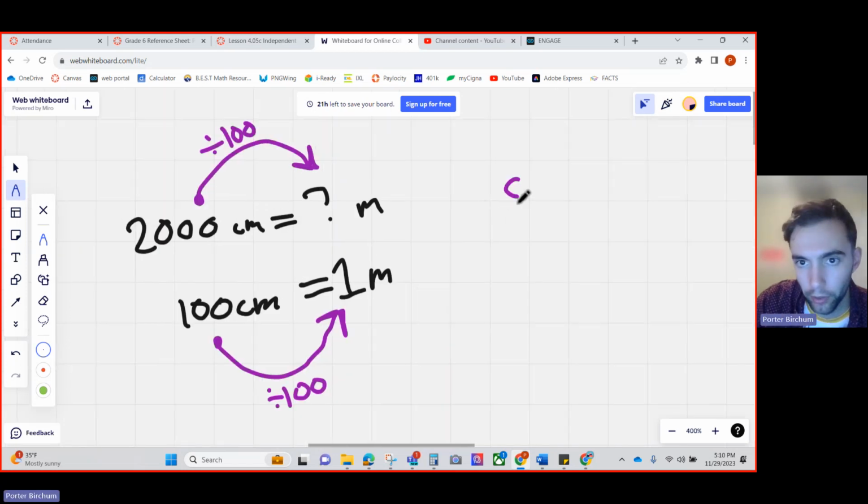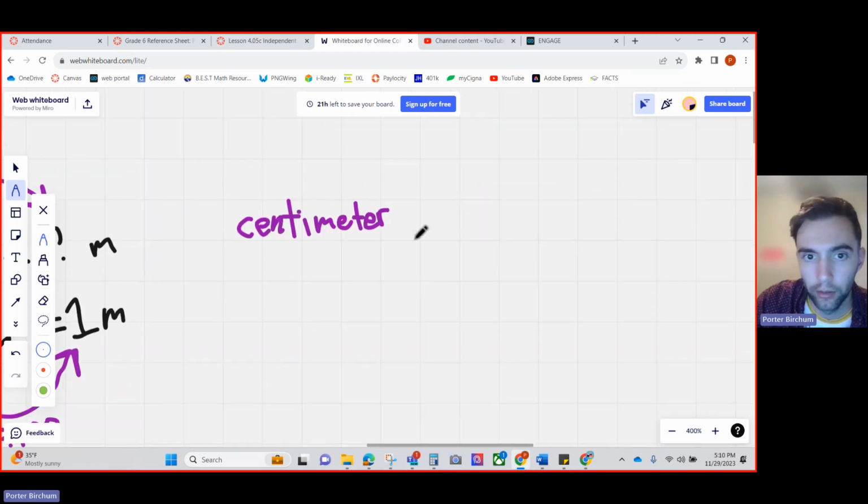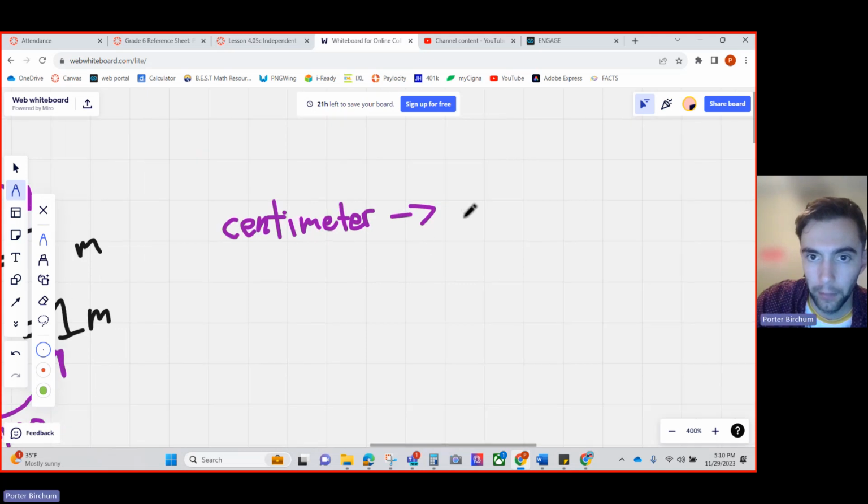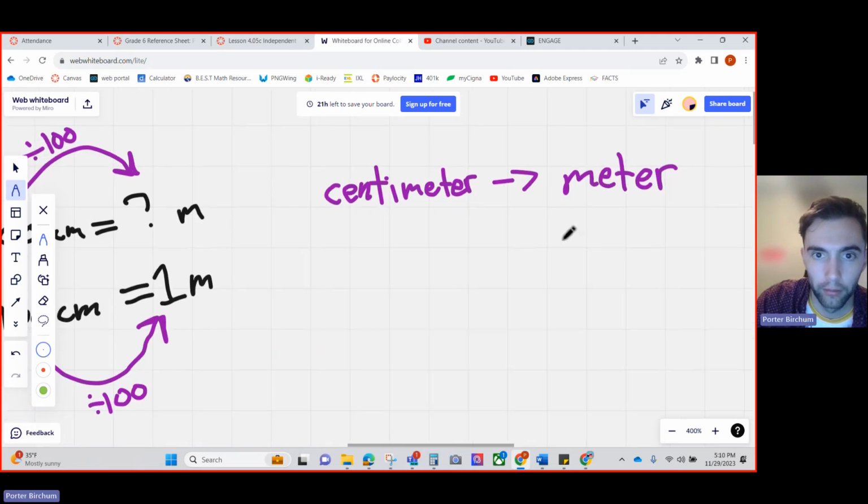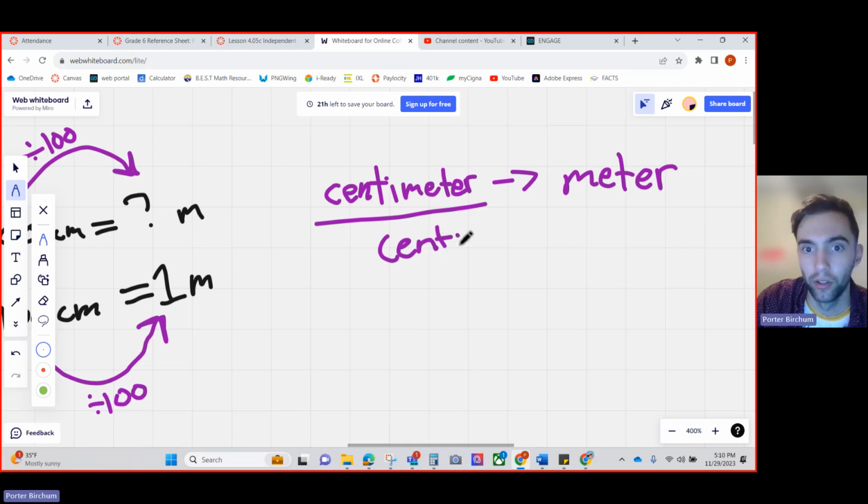Also, if we break apart the word centimeters, we want to turn that into meters. We can divide by centi. The word means 100. Divide by centi, the word that means 100.